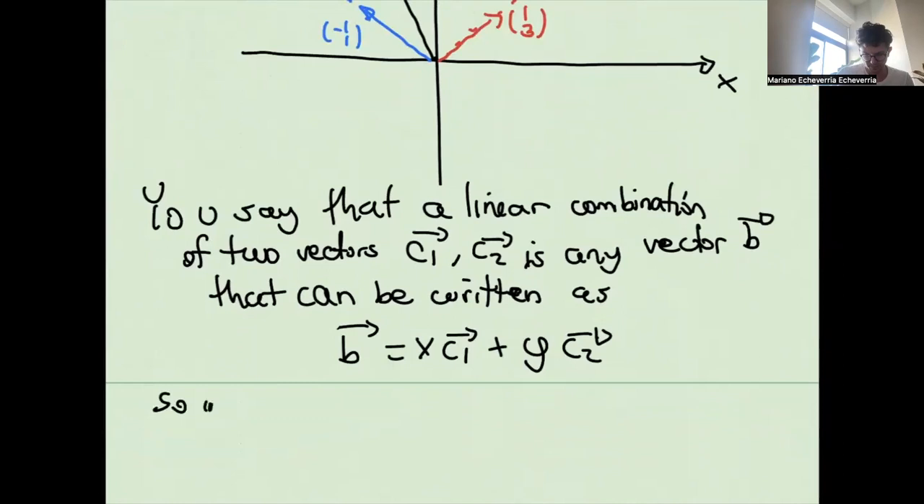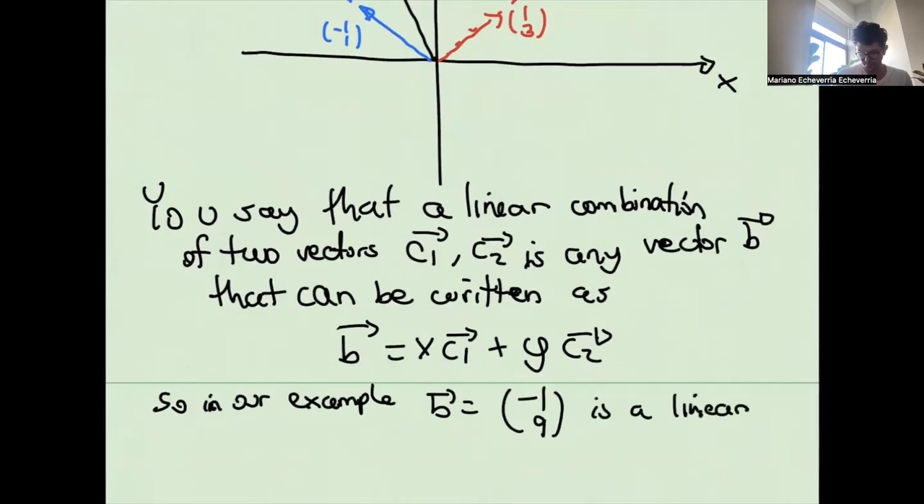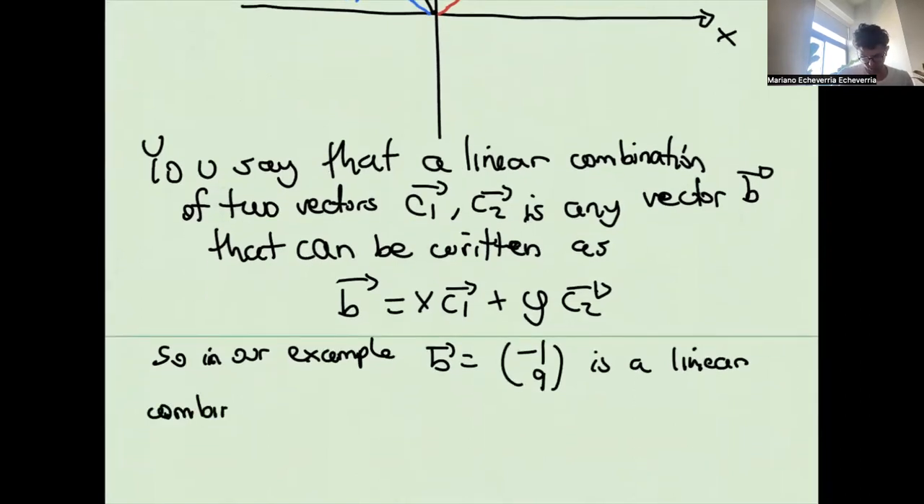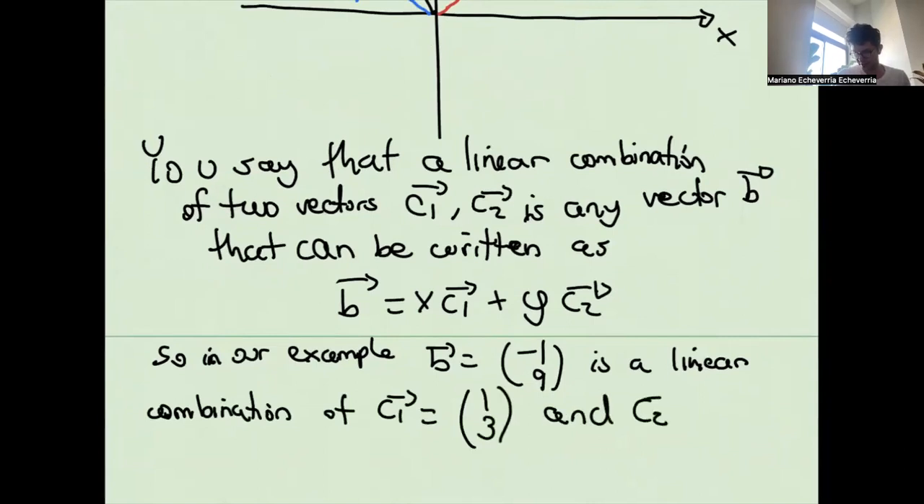so in our example, v equals negative 1, 9 is a linear combination of C1 equals 1, 3, and C2 equals negative 1, 1. Is that making sense? So that's what a linear combination of two vectors looks like.